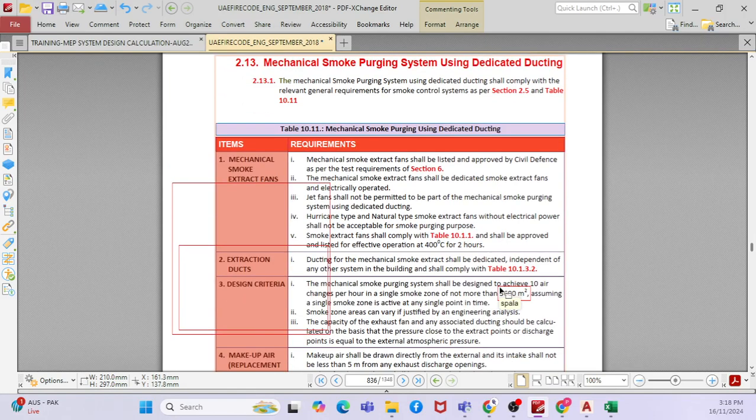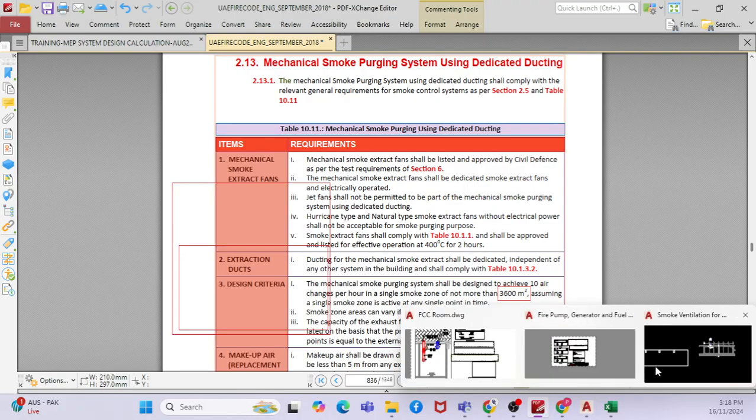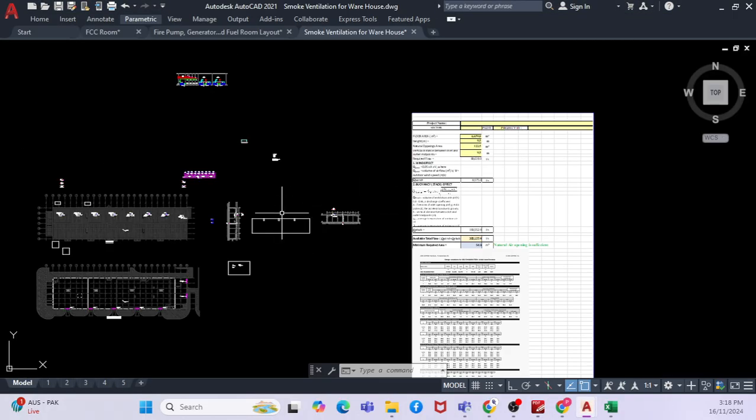So I think this is clear, right? The smoke management for the warehouses, to a certain extent, yes. Okay. I will share with you one of the drawings, one of the projects which I have worked on.